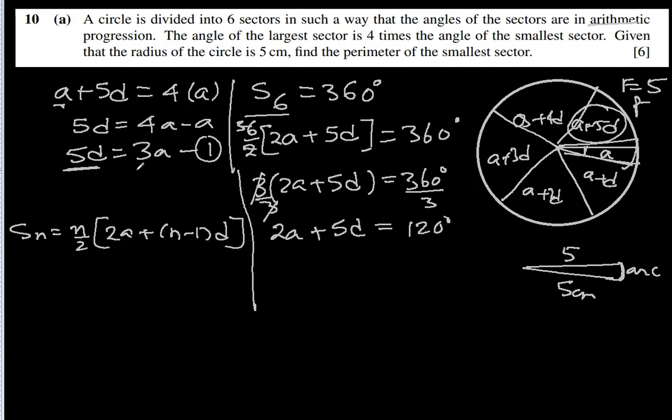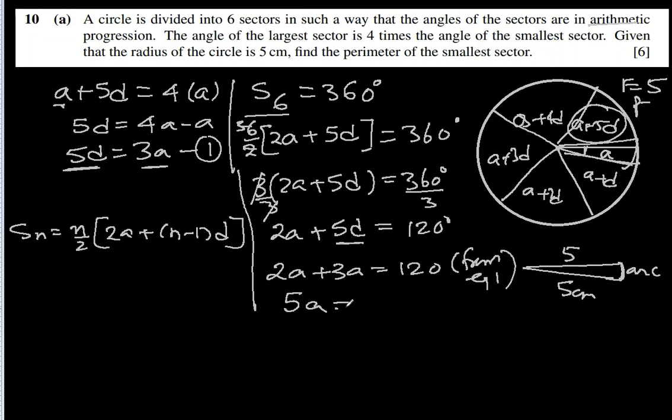Here we have been given in the first equation that 5D is equal to 3A. Let's put 3A in place of this 5D. So 2A plus 3A equals 120. It is from equation 1. 5A equals 120. Divide both sides by 5. A is 24 degrees. The smallest sector, its angle is 24 degrees, and now we can find the arc.